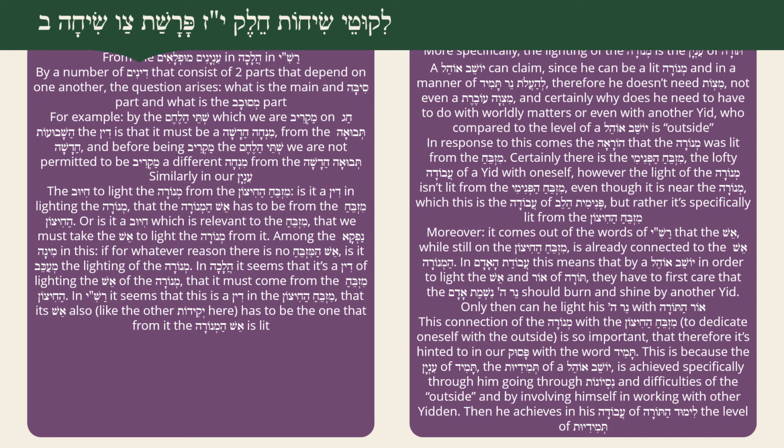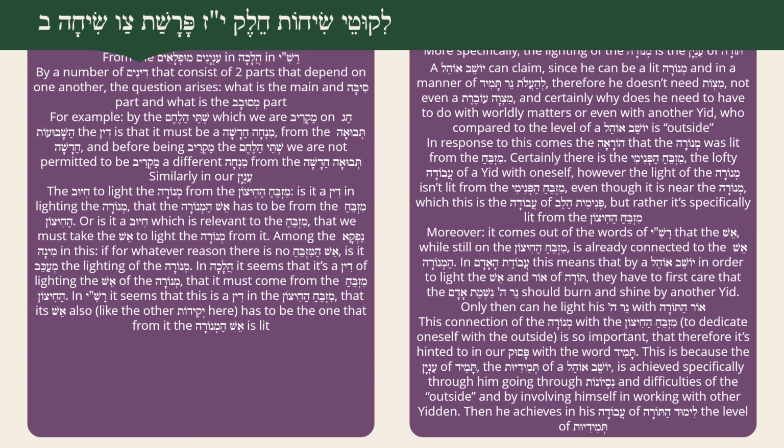Moreover, it comes out from the words of Rashi that the Eish, while still on the Mizbeach HaChitzon, is already connected to the Eish HaMenorah. In Avodas Ha'adam, this means that by a yeshiv oil, in order to light the Eish of Torah, they have to first care that the Ner Hashem Nishmas Adam should burn and shine by another Yid, and only then can he light his Ner Hashem with Eira Torah.